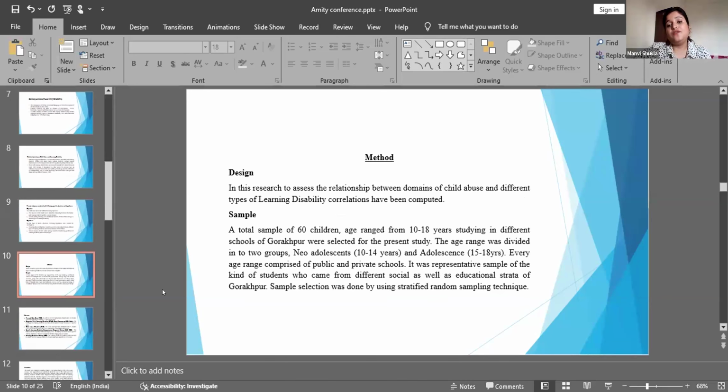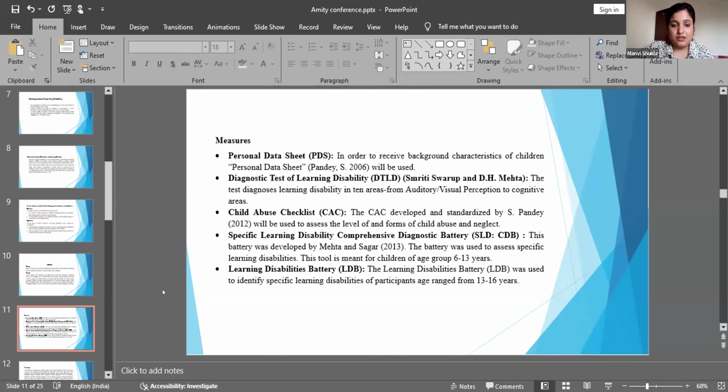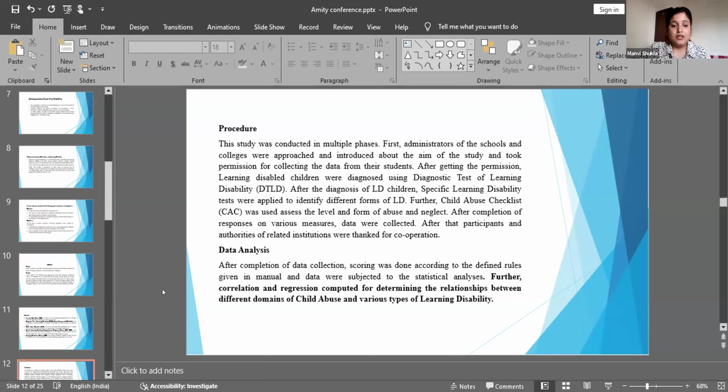In this study, to assess the relationship between domains of child abuse and different types of learning disability, correlation has been computed. A total sample of 60 students, age range 10 to 18 years, studying in different schools of Gorakhpur was selected for the present study. These are the measures used in data collection: personal data sheet, diagnostic test for learning disability, child abuse checklist, specific learning disability comprehensive diagnostic battery, and learning disability battery.